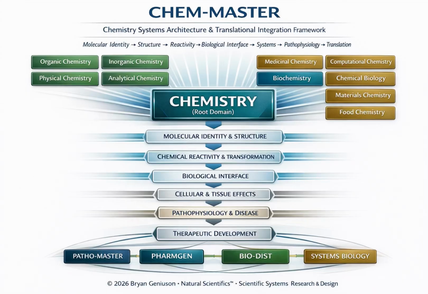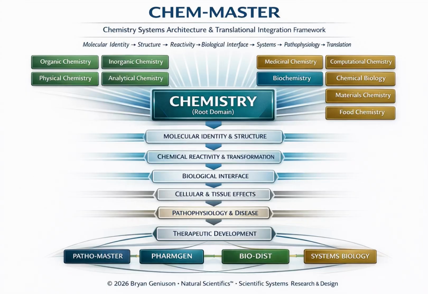This translation is supported by integrated scientific systems. Pathology mapping connects chemical processes to disease mechanisms and progression. Pharmacogenomics explains how genetic variation influences individual responses to chemical compounds. Biodistribution determines how substances are absorbed, distributed, metabolized, and excreted across tissues.